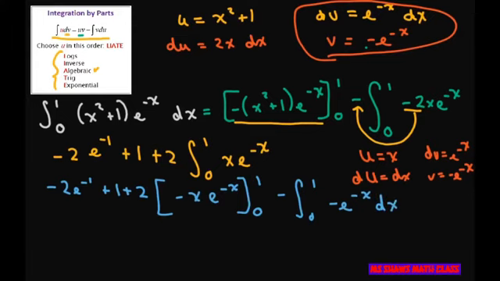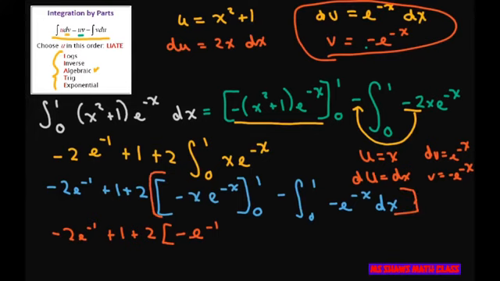So simplifying further, let's take this part. We have negative 2e to the negative 1 plus 1 plus 2 times, and this is going to be, if you plug in 1, negative e to the negative 1, and if you plug in 0, you just get 0. All right. Now let's look at this part. Remember this 2 goes with the whole thing here, by the way.